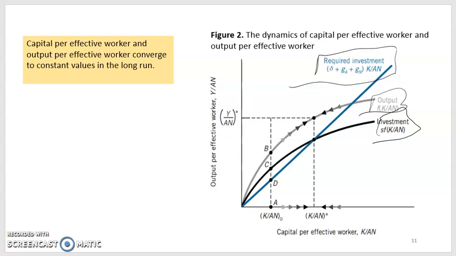So the question that we are equipped to ask now is, what level of investment per effective worker is needed to maintain a given level of capital per effective worker? Or rather, what level of investment per effective worker is needed to maintain a steady state level of capital per effective worker, or level of growth?